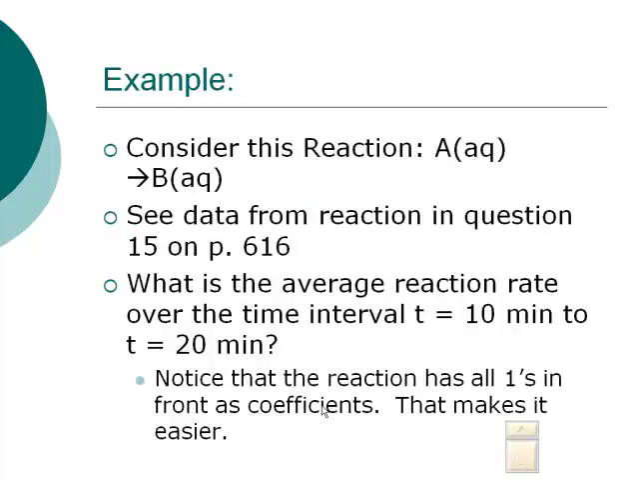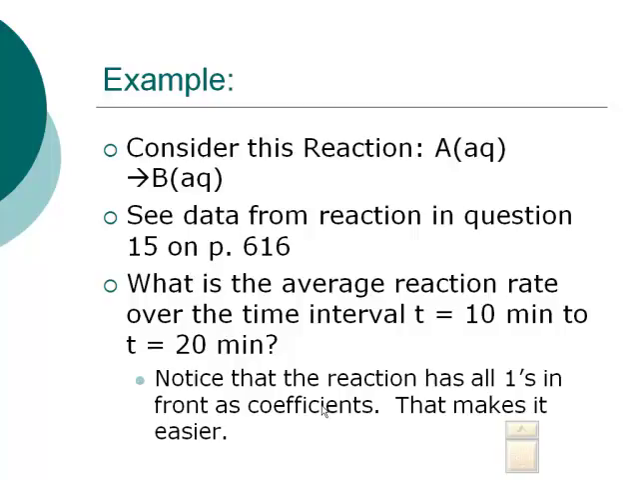But anyway, here's an example. It says, consider this very simple reaction. You've got A making something new, B. And it says, see data from reaction in question 15 on page 616 of your textbook. So this is in your practice problems on this chapter on page 616. It says, what is the average reaction rate over the time interval t equals 10 minutes to t equals 20 minutes?